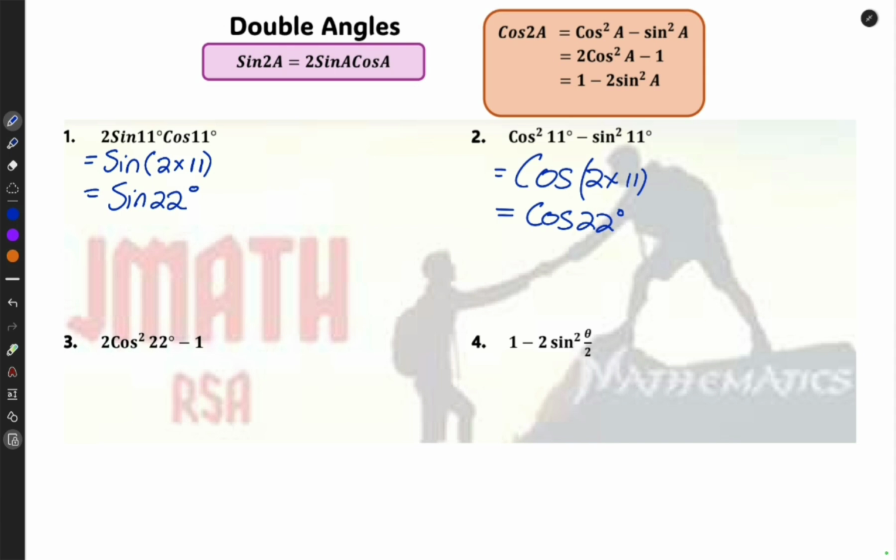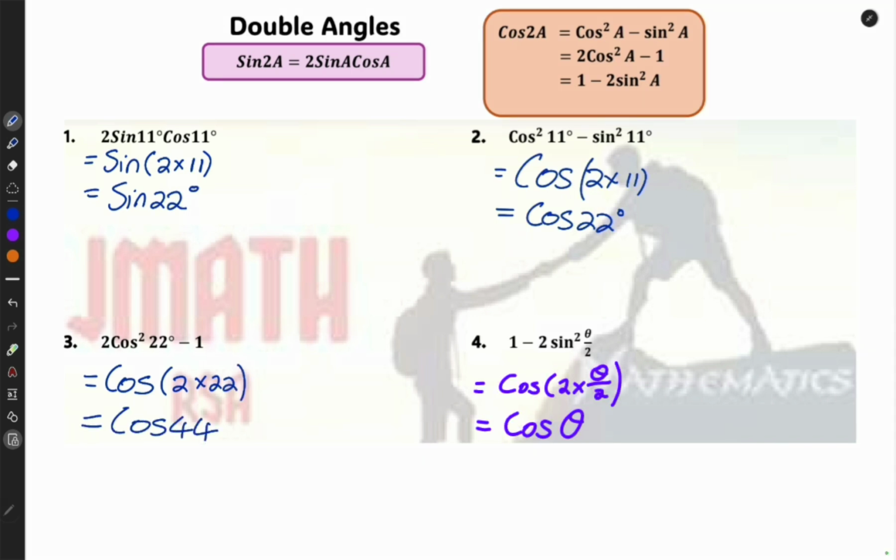Okay, question 3. So once again, this is in the correct format. It is a cos double angle. So I can just rewrite this as cos of 2 times 22, which is then just cos 44. So with number 4, I can just check, is it in the correct format? Yes, it is. 1 minus 2 sine squared. So I can just immediately rewrite it as cos double of that angle. And in this case, 2 times theta over 2 will just be theta. And therefore, question 4's answer is just cos theta.